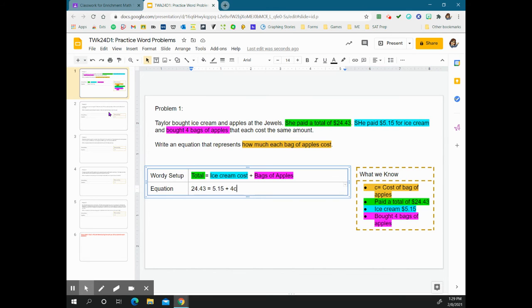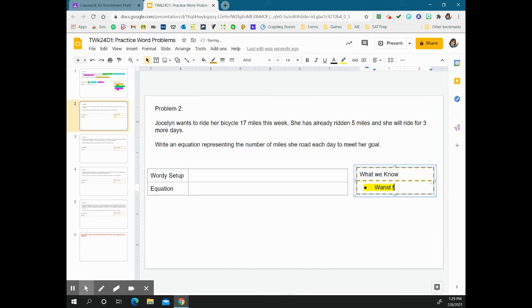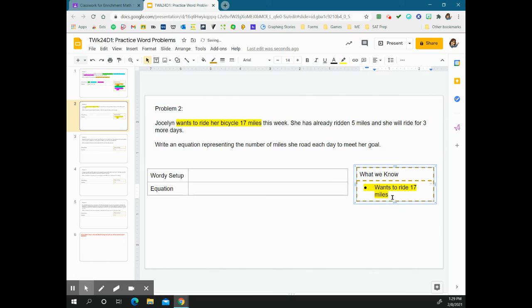Okay. Looking at number 2 here, Jocelyn wants to ride her bike 17 miles this week. She's already ridden 5 miles and she will ride for 3 more days. Write an equation that represents the number of miles she rode each day to meet her goal. So stuff we know. Well, we know she wants to ride 17 miles. We got that information from right here.